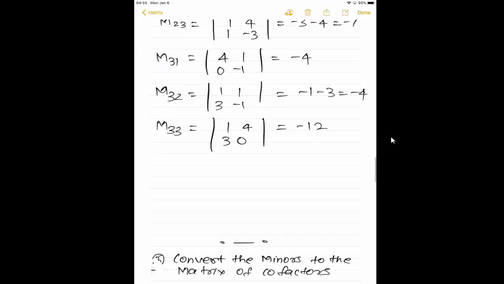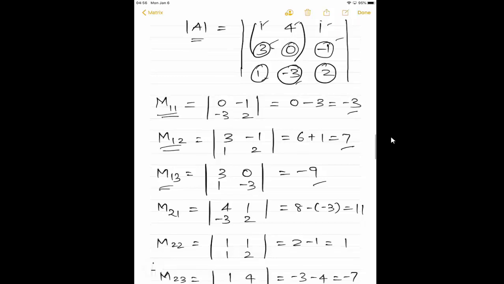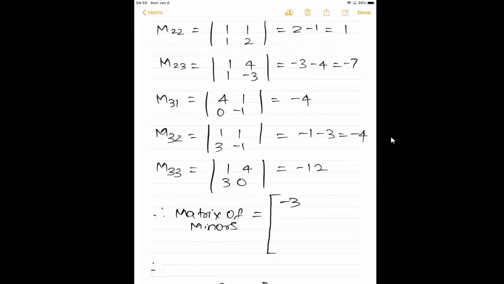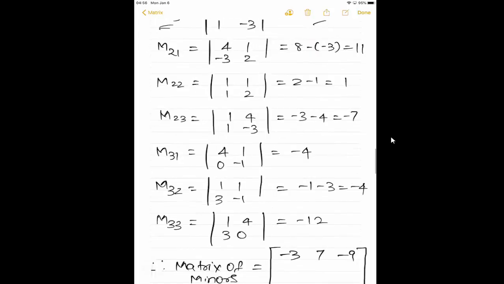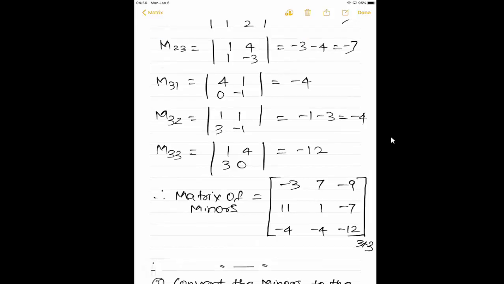Once you are done with this, the matrix of minors equals, we know its row and column, in that particular position we have to write down this particular number. So it will be minus 3, 7, minus 9, then 11, 1, 7, then 11, 1, minus 7, then minus 4, minus 4, minus 12. It's a 3 cross 3. This is how we have to calculate the matrix of minors.